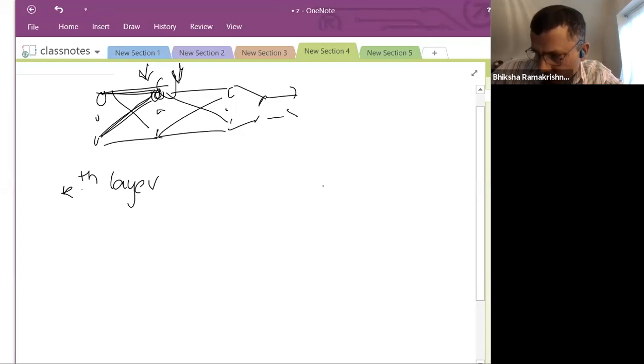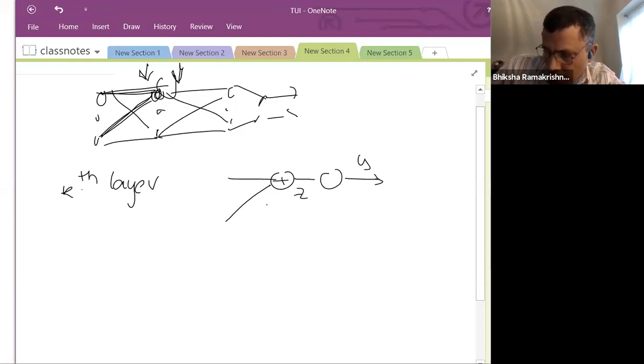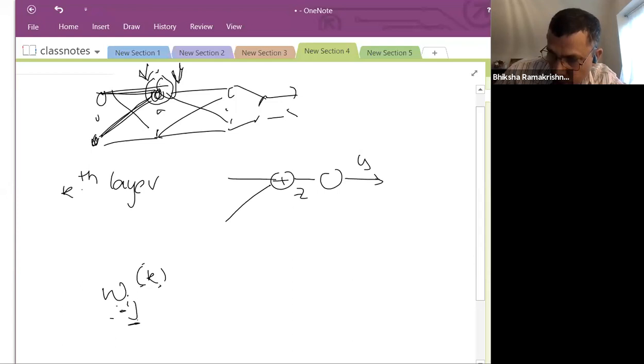If I focus in on the neuron, I have all of these weights, which are added to give me a Z, and then comes an output Y. And this is from the kth layer. So I'm going to use this notation: W_ij superscript (k) within parentheses. This means that it's referring to some neuron in the kth layer. Firstly, it means that this is the jth neuron in the kth layer, and this is the connection from the ith input to the jth neuron in the kth layer.